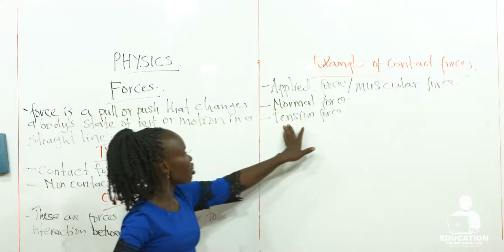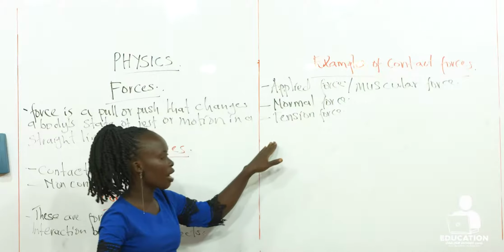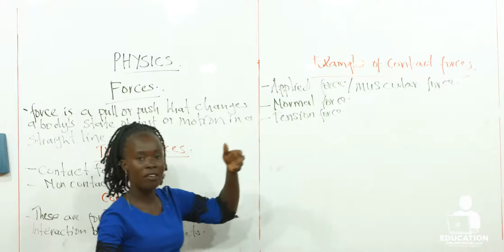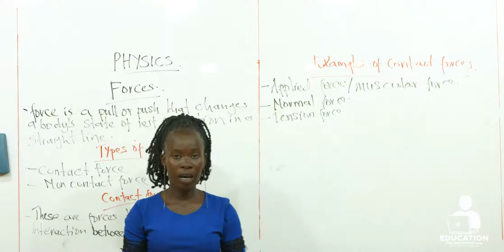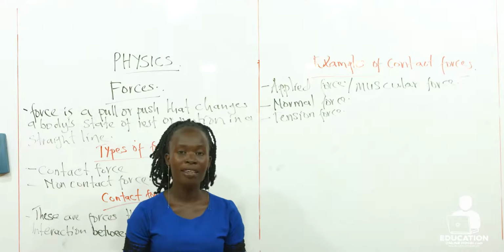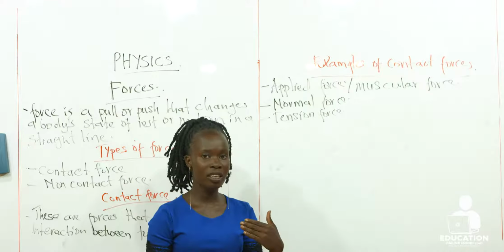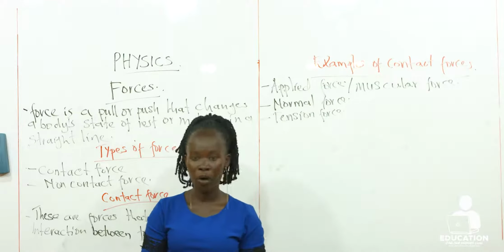From the word tension, you'll see that there is a serious pull that acts on it. So this tension force is a force that is being transmitted through a string, or you can say a cable, or a wire that is pulled tightly by another object which is tied at the opposite end of that string or cable or wire.